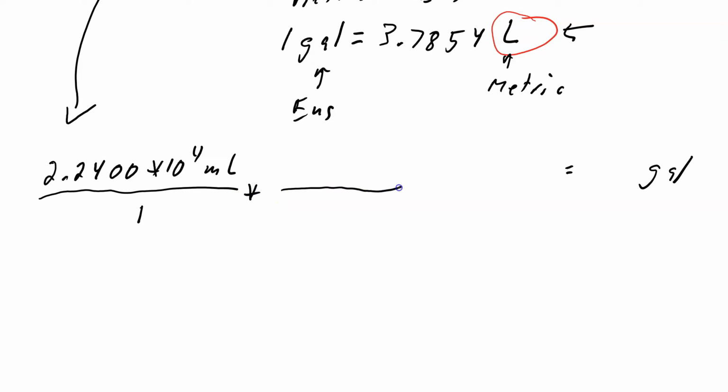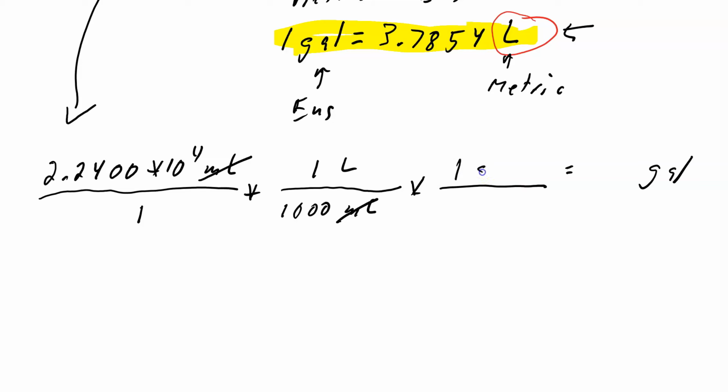We know how to do this. There are 1,000 milliliters in a liter. So we've got 1,000 milliliters downstairs, 1 liter upstairs. My milliliters cancel. Now that I have liters, I can use my conversion factor that we just wrote up here that relates gallons with liters. I'm going to need liters downstairs, gallons upstairs. So I'm going to write 1 gallon upstairs, 3.7854 liters downstairs. My liters cancel. So I'm left with gallons upstairs, which is good because my unit for my answer that I want is gallons.